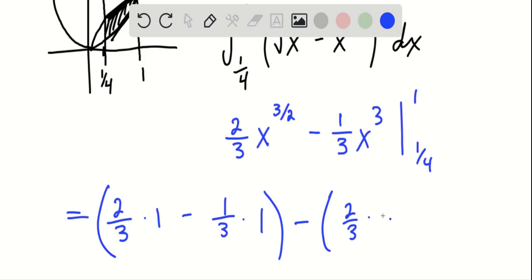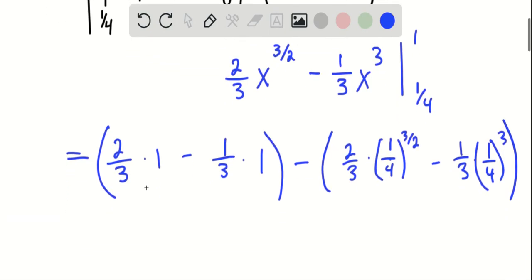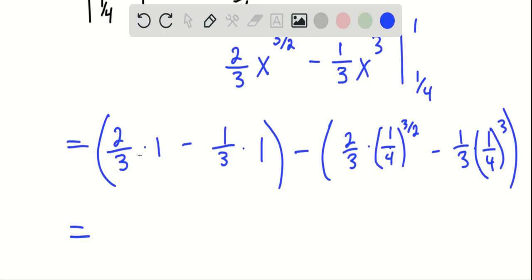2/3 times 1/4 to the 3/2 power minus 1/3 times 1/4 this thing being cubed. I guess I should have put parentheses here as well. Anyway, so this is easy. 2/3 minus 1/3 is just 1/3. And then this is a little bit more difficult because this means the square root.